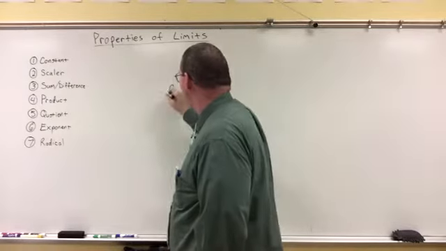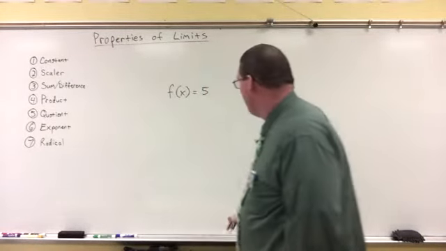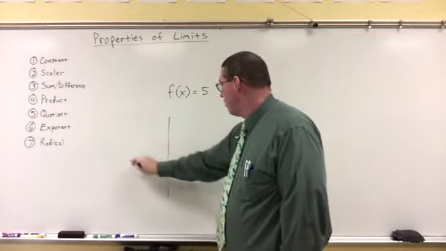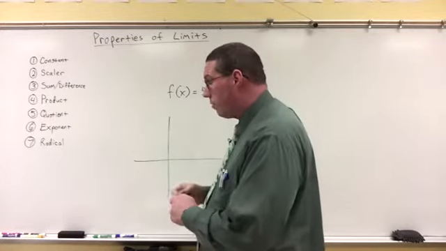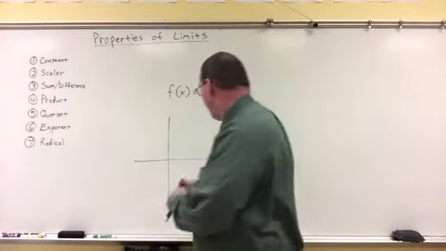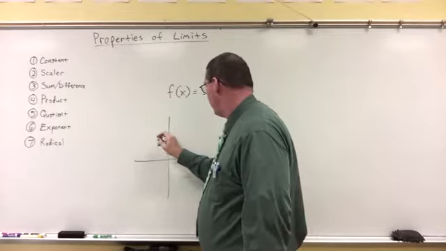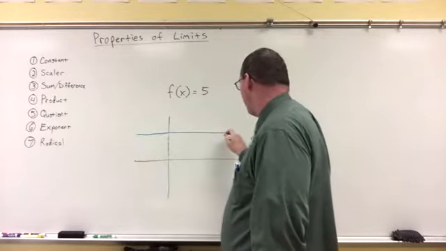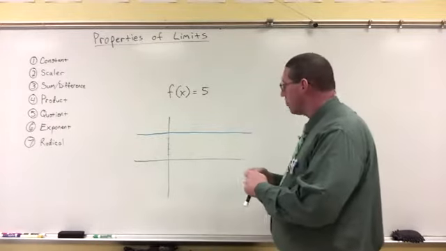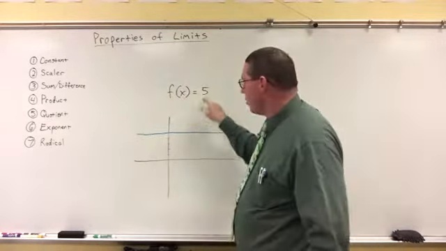For example, we may have a function that says f of x is equal to 5. And if we were to graph this function, f of x is equal to 5, it would be a horizontal line at 5. So, 1, 2, 3, 4, 5, there's 5. And this would just simply be a horizontal line at 5, because no matter what the x value is, the output is always going to be 5.